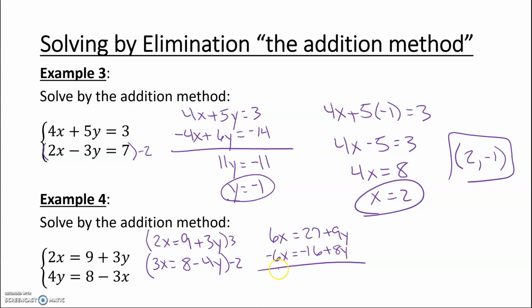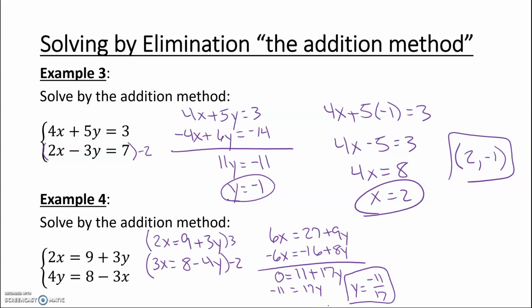And now we'll do our addition. 6x minus 6x, those cancel. That was our elimination. 27 minus 16 is 11. And then 9 plus 8y gets me 17y. We're going to subtract 11 and divide by 17. And we're going to go ahead and leave that in fraction form. So -11 over 17.